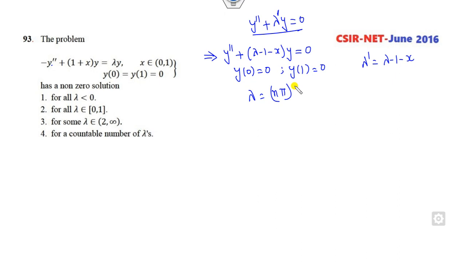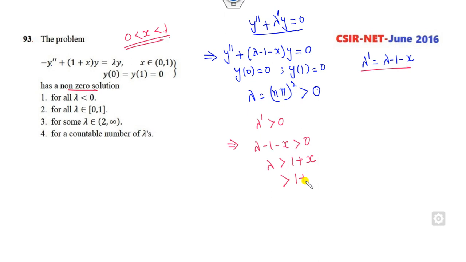Fine. Now we all know this is positive, so the eigenvalue should be positive for a non-zero solution. So what is the meaning of that? This is greater than 0. Now your target is to find the bound, so what is the domain? x lies between 0 and 1, so the maximum value of x is 1, so this will be greater than 2. So lambda greater than 2 is the right answer. So this option is cancelled.